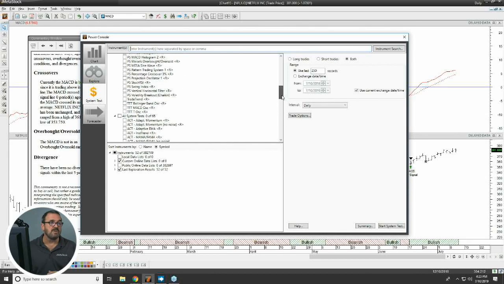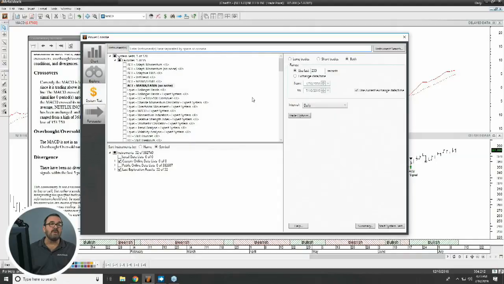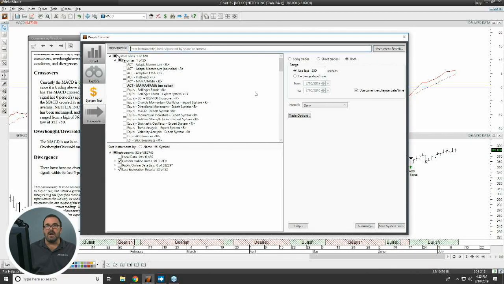A lot of times what you're going to do is backtest one system against a group of securities to see which one works best. Today we're going to backtest a bunch of systems against several securities to see which of those systems comes out on top and works on those securities. So built into MetaStock, we have right out of the box hundreds of systems and indicators. I've gone ahead and chosen 55. They're right here.